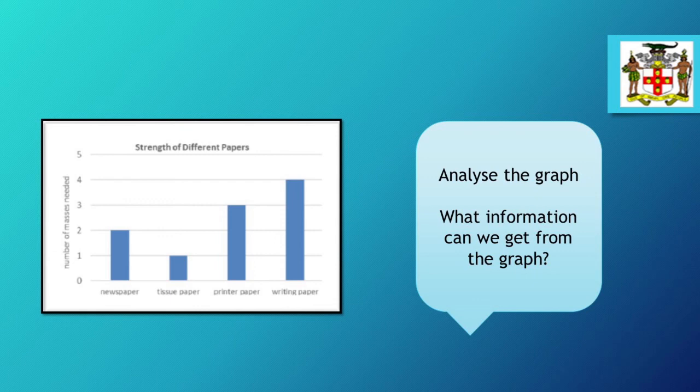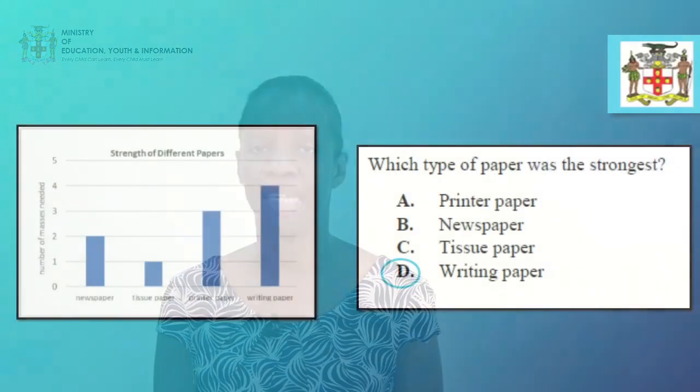Now, based on that, which paper do you think would be the strongest? Would it be the one that held the most masses or the least masses? Right. The strongest paper should have the most hanging masses. And so, based on that diagram, we have newspaper, tissue paper, printer paper, and writing paper. So the writing paper had 4 masses, and hence the writing paper is the strongest. Very good.